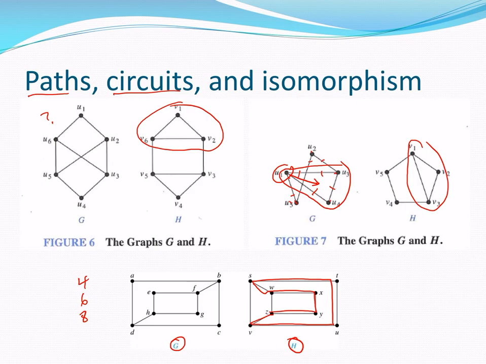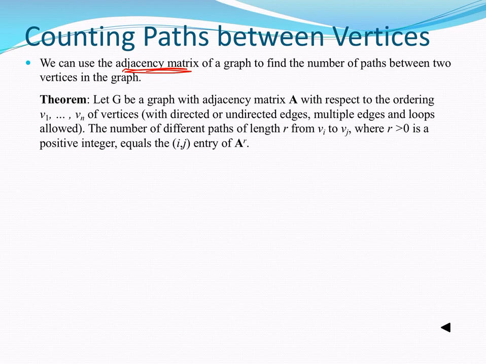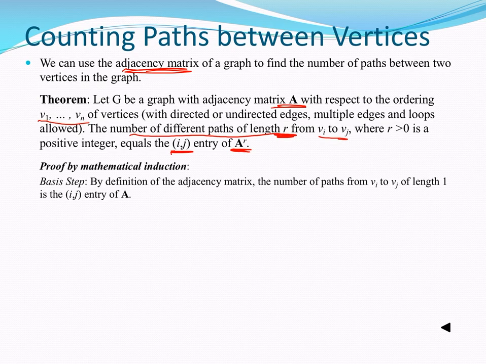Well, let's capture a very important theorem about paths between vertices, and we'll use the adjacency matrix to do that. Here's the theorem: if you have an adjacency matrix A on a graph G with our vertex ordering v1 through vn, the number of different paths of length r from vi to vj, for r greater than 0, is equal to the ij-th entry of the matrix A raised to the r power. And we'll do a proof of that by mathematical induction.